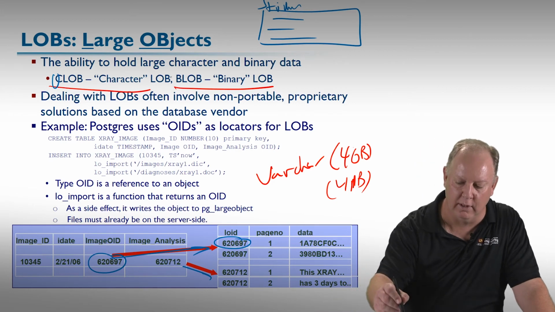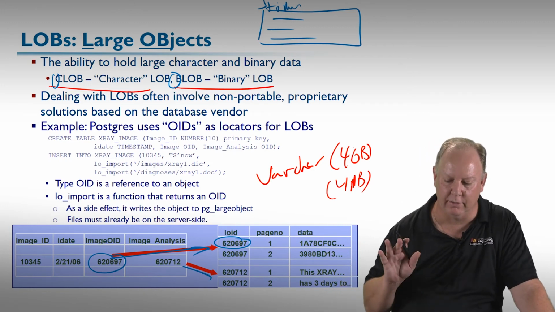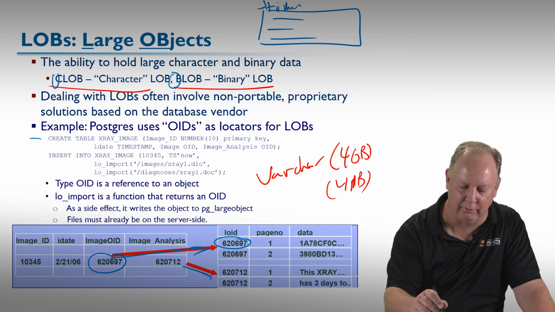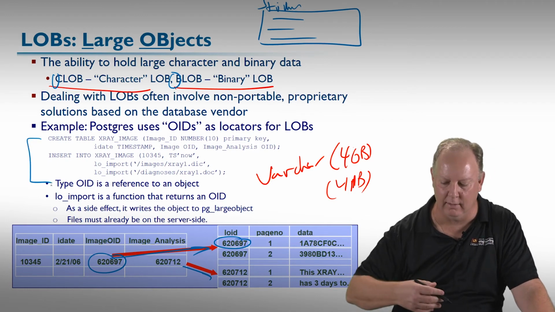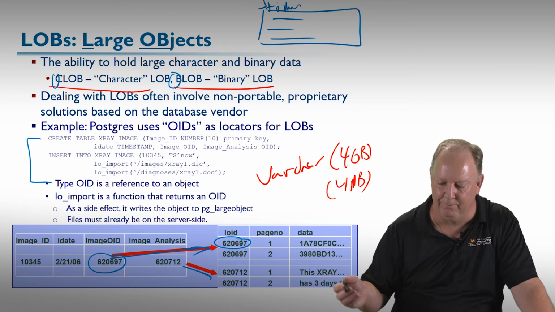Otherwise, we could just treat it as a blob, a stream of binary data. Now, when you deal with large objects, typically the solution is going to be not portable. It's going to be proprietary, based on that particular database vendor. So again, this is a Postgres example. It's not really important what's Postgres specific. I'm just using it as an example.